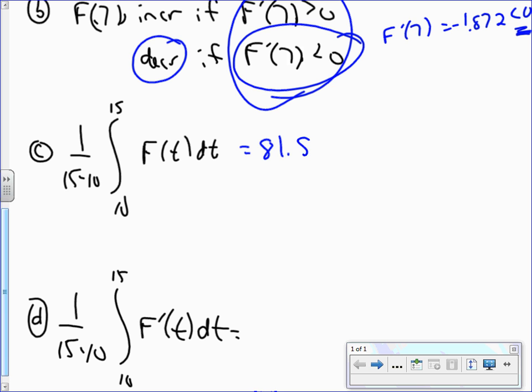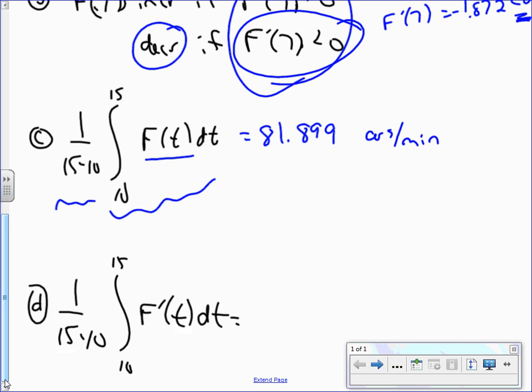Okay. All right. So C, and Maggie asked this, and I don't know if anybody else did it, but C did not say to round it to the nearest whole number, so don't assume. Okay, don't assume. And let's stop and remember, this right here is cars per minute. When you do this to it, it becomes cars. And when you do this to it, it goes back to cars per minute. Okay, and then D.